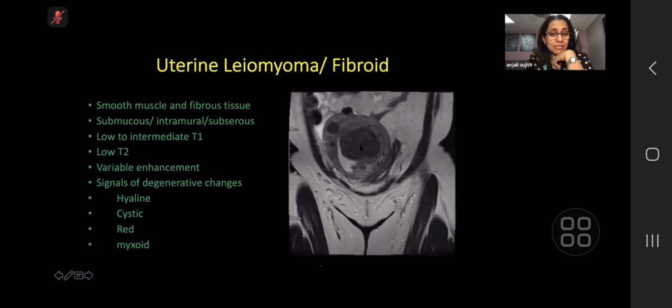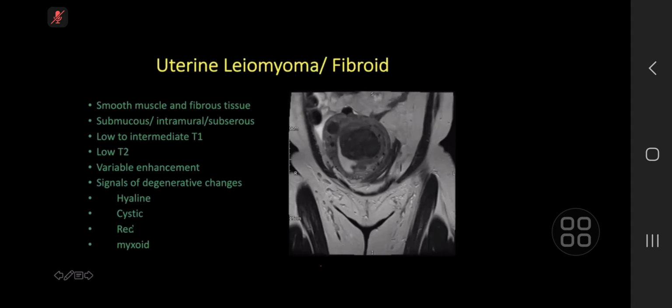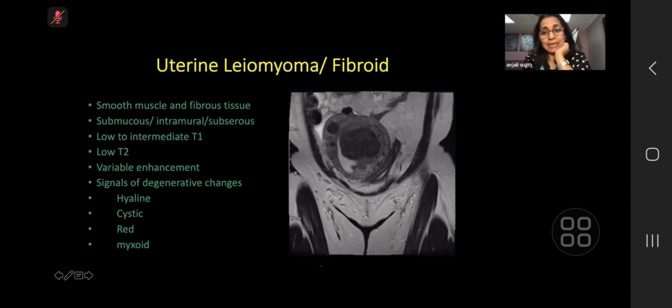Signal changes can depend on the presence or absence of degenerative changes, most common being hyaline degeneration, consequent to which we can see calcification within the fibroid. It can undergo cystic degeneration, or red degeneration, which is commonly seen in pregnancy, which is essentially a hemorrhagic infarction with presence of hemorrhagic changes within the fibroid.